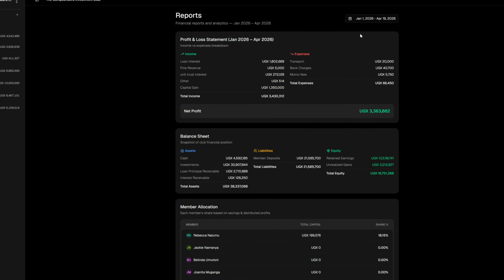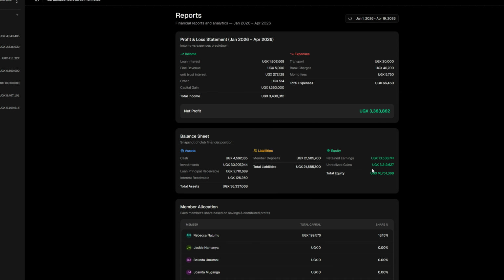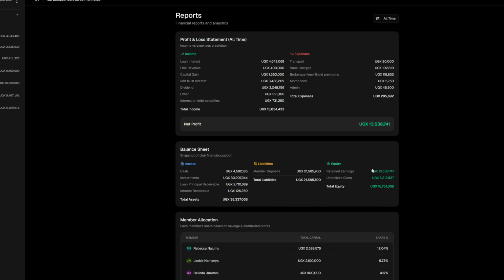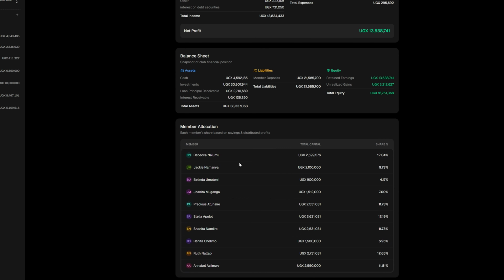If I were to change the reporting period to all time, the member allocation would answer the question of, if the club were to wind up today, what proportion of the assets would belong to each member? And that is provided with these percentages.